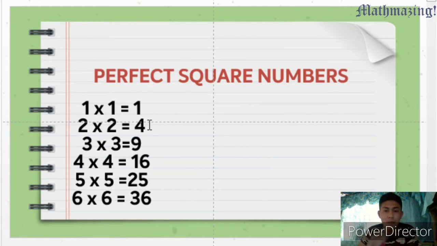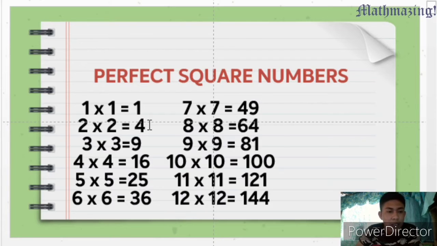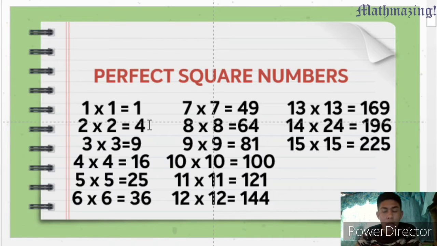So as a student, you have to familiarize or even memorize these numbers kasi napaka-importante nito, especially sa mga next lessons ninyo in mathematics. So we have 3 times 3, the answer is 9. 4 times 4 is equal to 16. 5 times 5 is equal to 25. 6 times 6 is equal to 36. We have 49, 64, 81, 100, 121, 144. We have 169 and 196 and 225. So you have to familiarize these perfect square numbers.